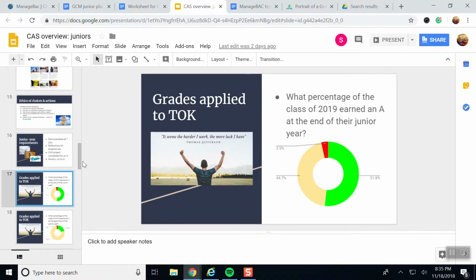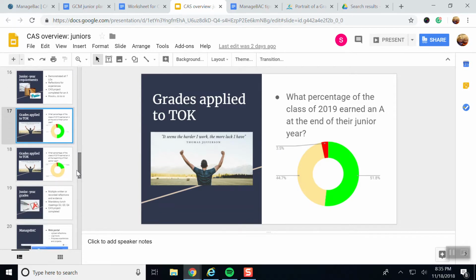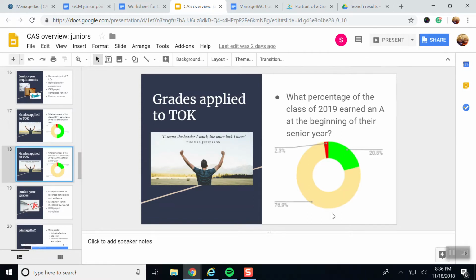So this is for the class of 2019. When they were juniors, 51% of them ended with a green flag or a golden trophy, which means that they earned an A for TOK. Those same seniors, at the beginning of their year, only about 21% of them earned the A because they just didn't continue working in September, maybe some through the summer, September, October.